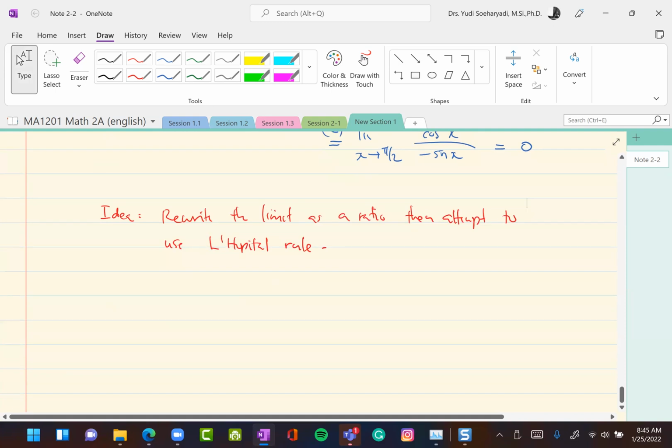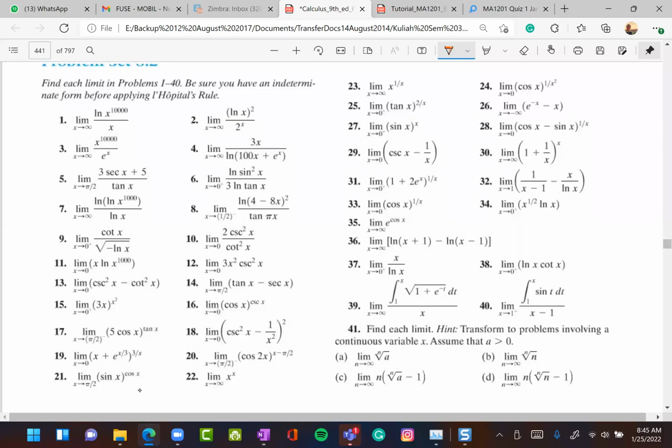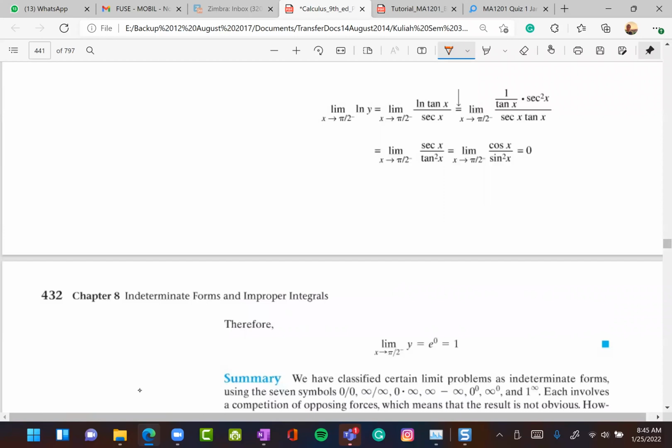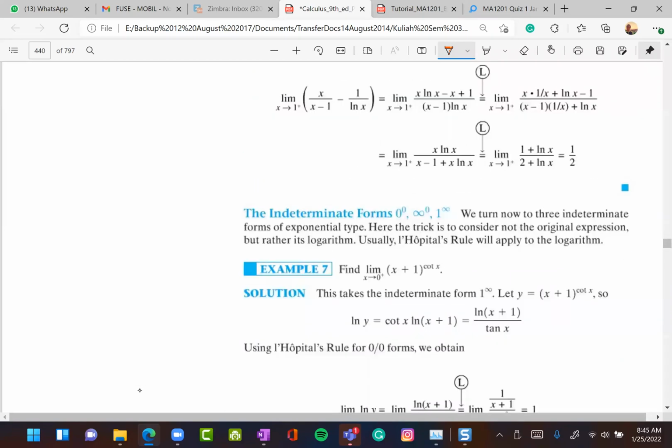All right, let's go back to the textbook. Now, the last thing is the indeterminate form of this one. So 0 power 0, infinity power 0, 1 power infinity. These are all the indefinite form.